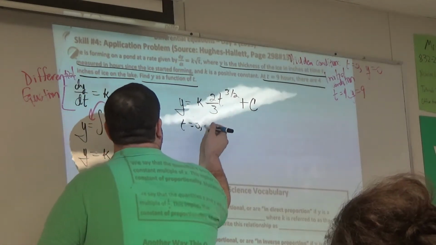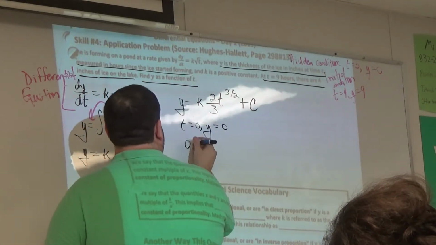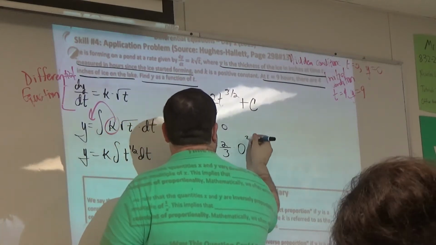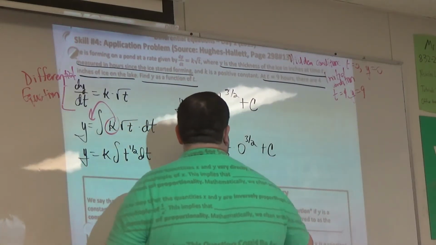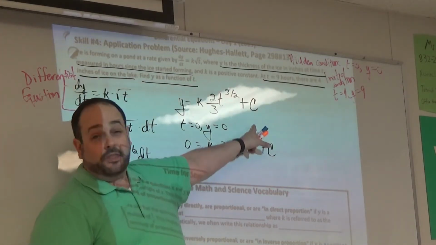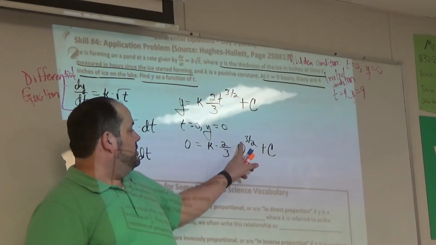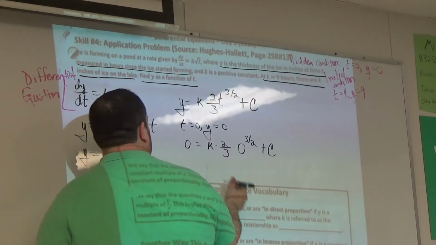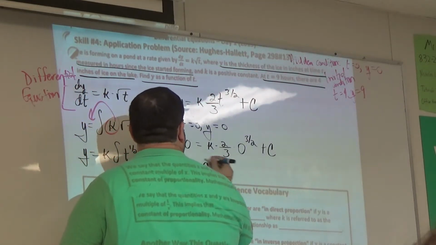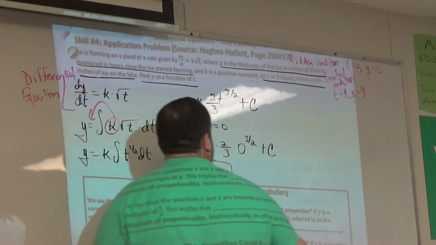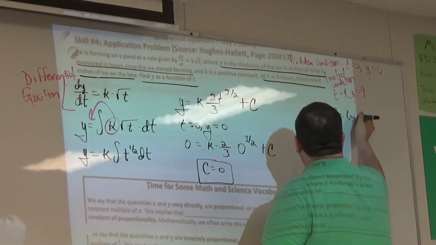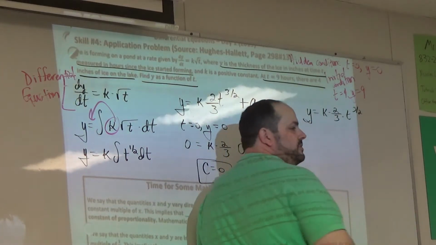If t is equal to 0, y is 0. 0 equals k times 2/3 times 0 to the 3/2 plus C. 0 to the 3/2 is 0, 0 times 2/3 is 0, times k is 0. Guess what? C is equal to 0. So y is going to be k times 2/3 t to the 3/2 power.